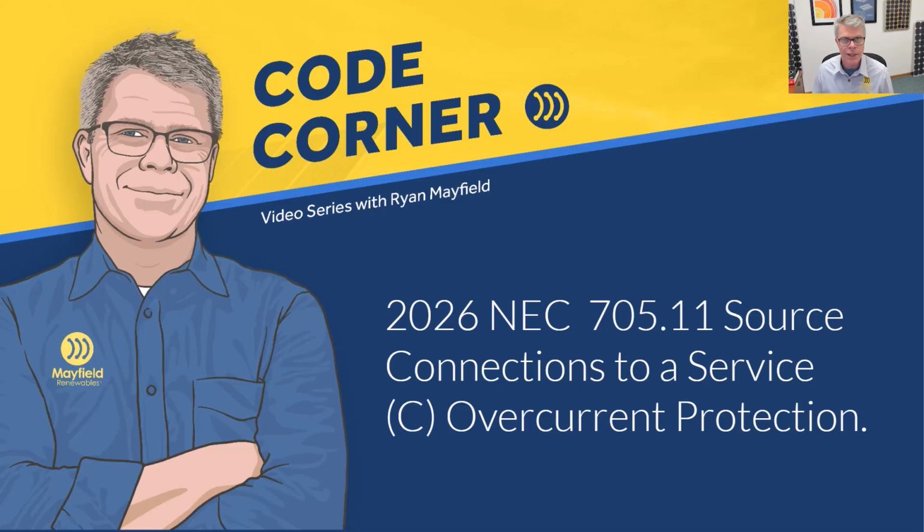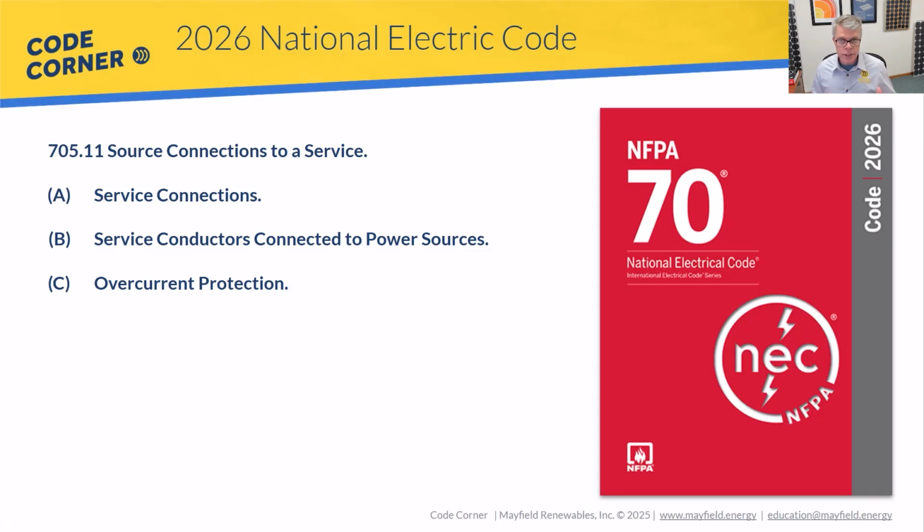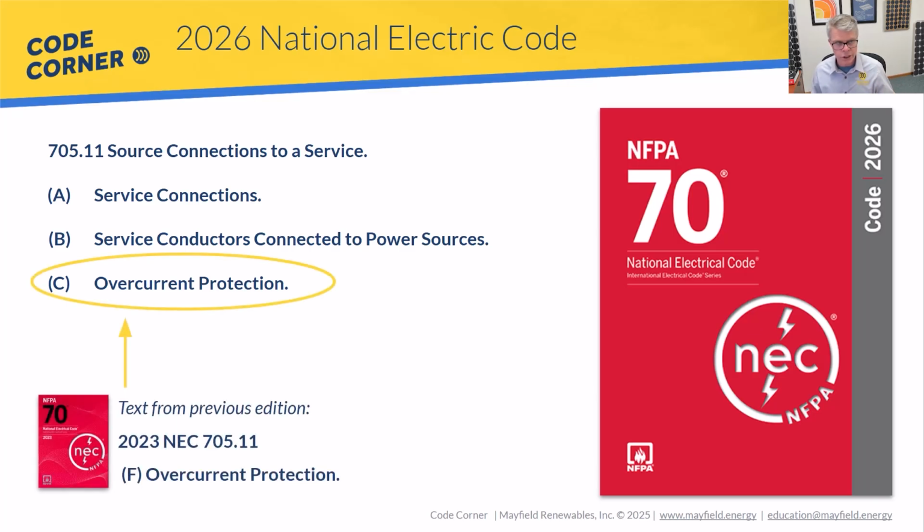That's our supply side connections, when we're taking a PV system or a distributed generation system and connecting it to the supply side of a main breaker inside of a facility. Specifically, we're going to talk about the overcurrent protection requirements within that section. In 2026, we've reduced the number of subsections in 705.11. In 2023, I believe there were 6 of them, and now we're down to 3 in 2026. But today we're going to focus on this overcurrent protection section.